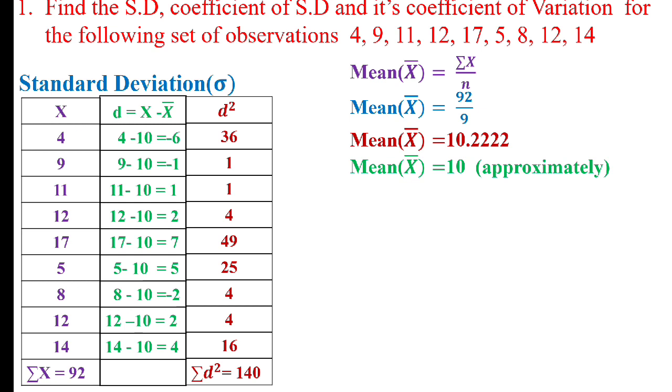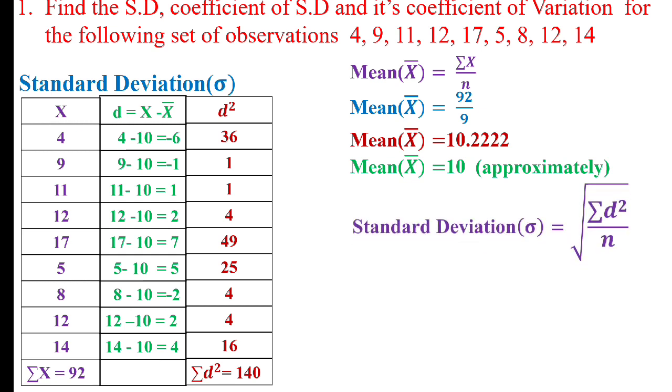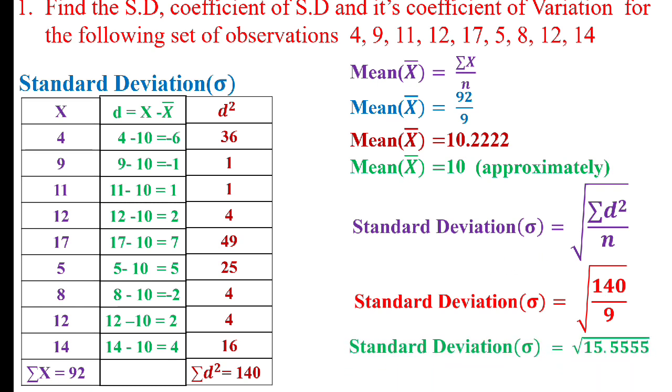Now the standard deviation formula will be used: square root of summation d square divided by n. Summation d square here is 140, n is 9. So 140 divided by 9 is 15.555, square root of 15.555, we will get 3.9439. This is the way we calculate standard deviation.